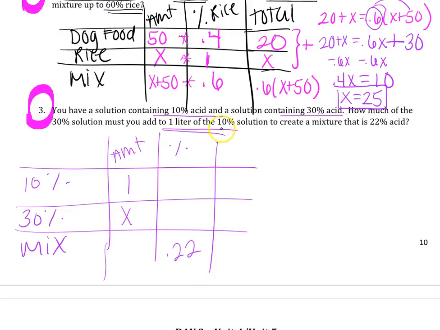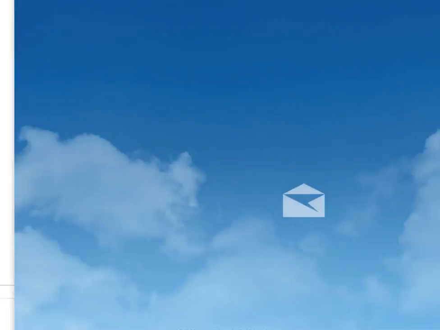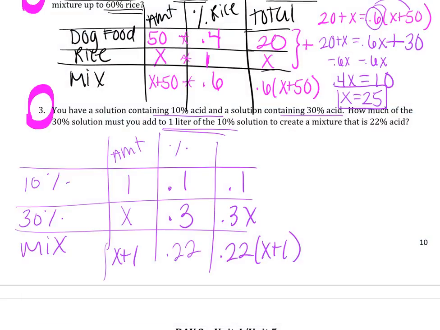Okay, so I had 1 liter of 10%. I'm adding an unknown amount of 30% to get a mixture that's 22%. Filling in these percents. This would be x plus 1. I had 1 liter, I added x. 1 times 0.1 is 0.1. This is 0.3x. This is 0.22 times x plus 1. Oh, geez. All right, so the sum of these would equal this, and then you'd solve.